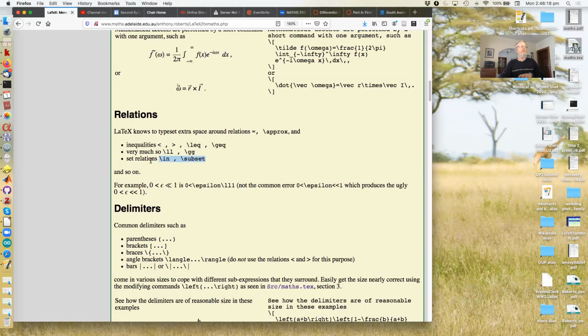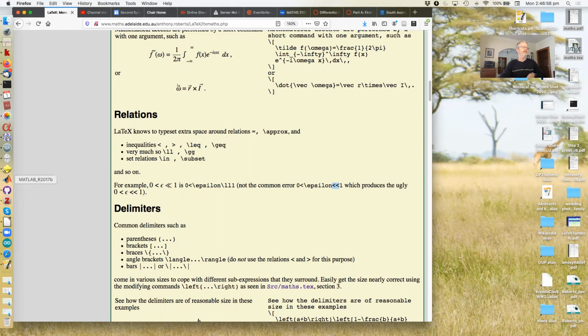For example, which I want to mention particularly, are these "very much so" relations. Do use them where appropriate, because you get a beautiful result like this using this code: 0 is less than epsilon \ll 1. Commonly, a very common error, people typeset the double less than sign like this, and that's just wrong, and it's ugly. Not only is it wrong, it's also ugly.